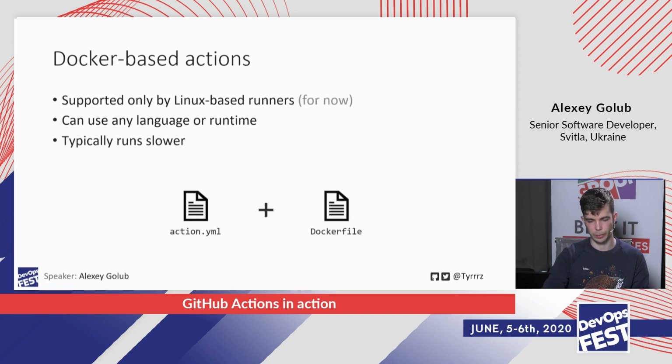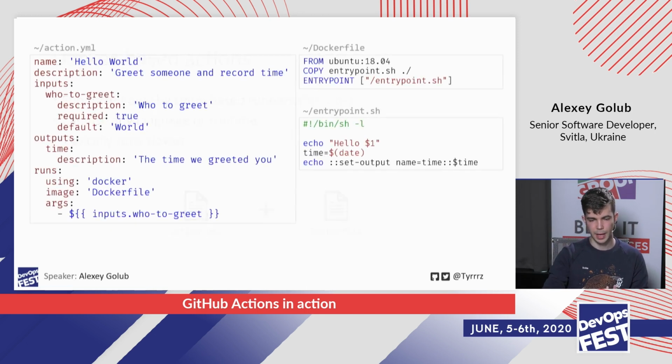So here, as a minimum, you need a manifest file and Dockerfile, so kind of similar to JS. And then in the manifest, the only difference is that you specify in the run section using Docker, and then the image. And then the inputs you specify as the command line arguments.